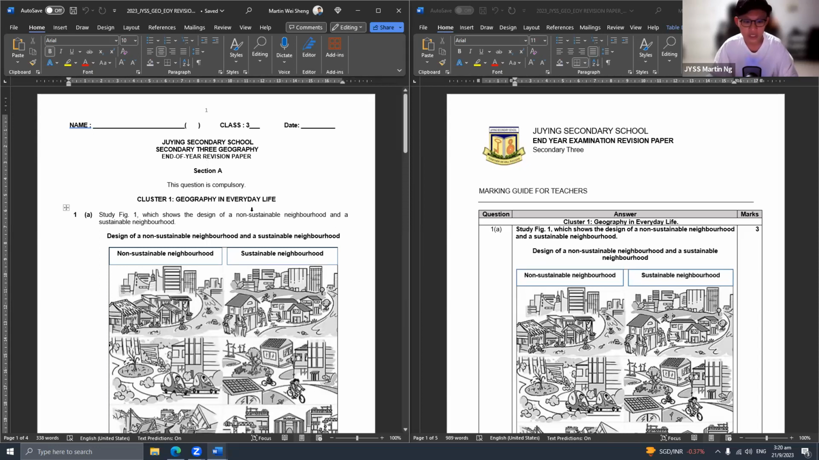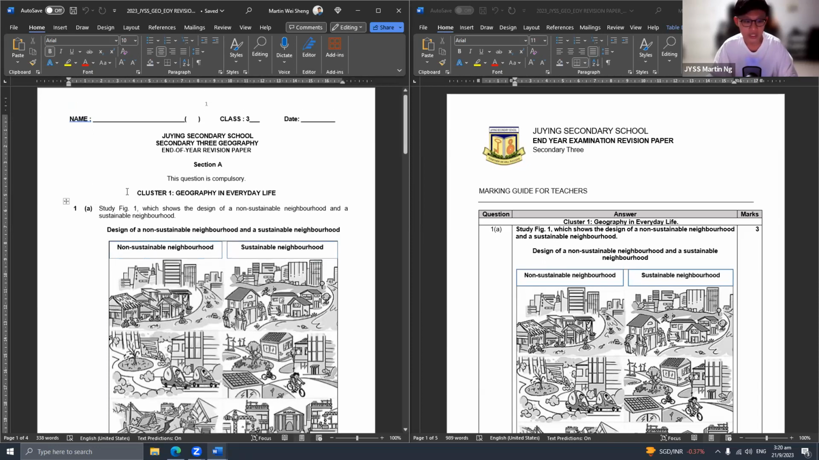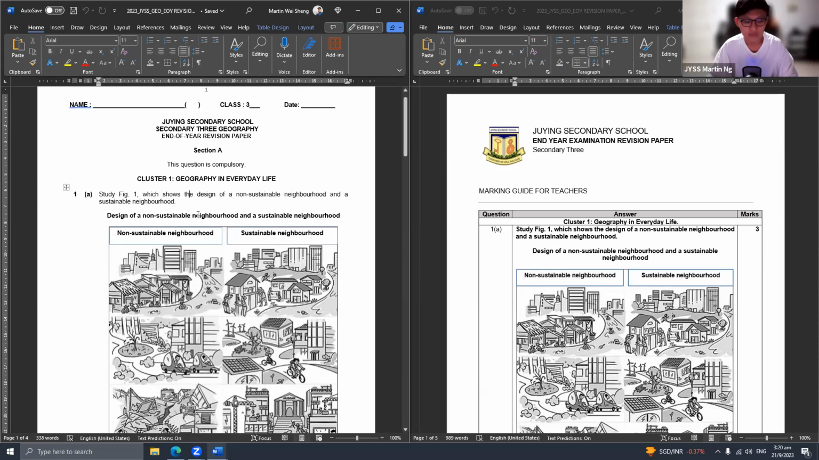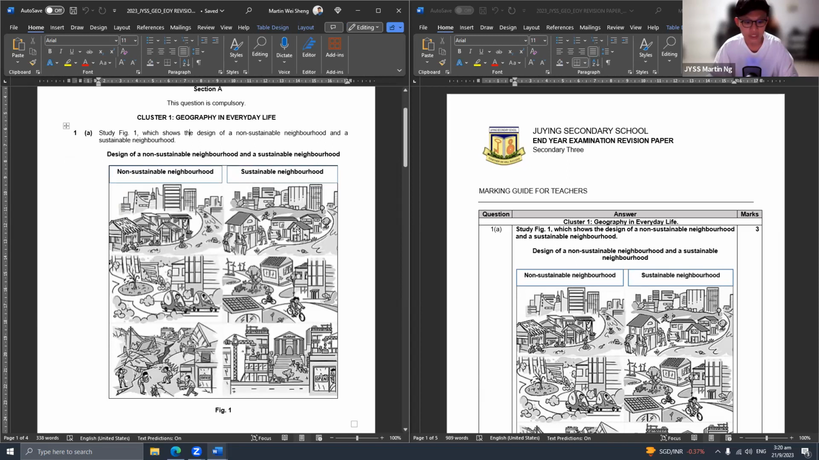So for the first question, the question says, study figure 1, which shows the design of a non-sustainable neighborhood and a sustainable neighborhood. This is a very simple question whereby we give you a stimulus such as this, and then from the stimulus, you will be required to answer the question. You are supposed to extract some data from the stimulus, or look for clues within the stimulus itself to help you answer the question.